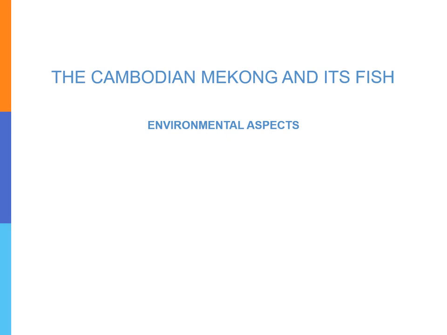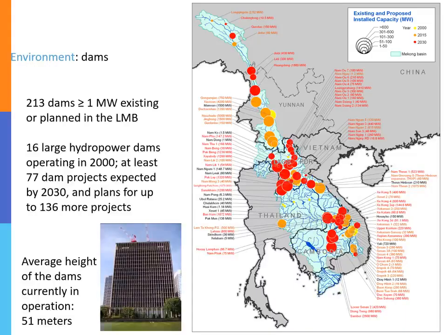Let's review now the main environmental aspects of the Cambodian Mekong and of its fish. From a fish and fisheries perspective, the most important environmental aspect by far is the development of hydropower dams all over the basin. In the year 2000, there used to be 16 hydropower dams in the whole basin, and this number will increase up to 77 dams very soon, in a few years from now, and there are plans for 136 more projects, with a total reaching more than 200 dams in the lower Mekong basin only. The average height of these dams currently in operation reaches 51 meters, which corresponds to a 16-floor building.